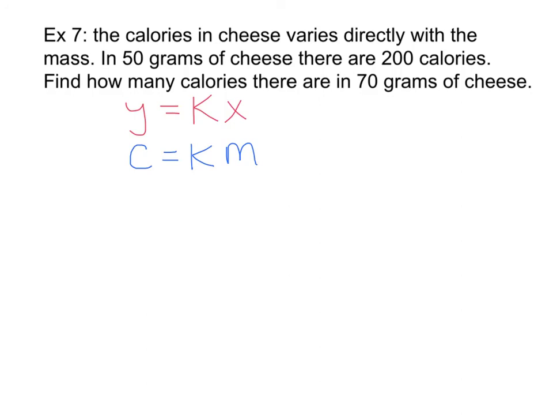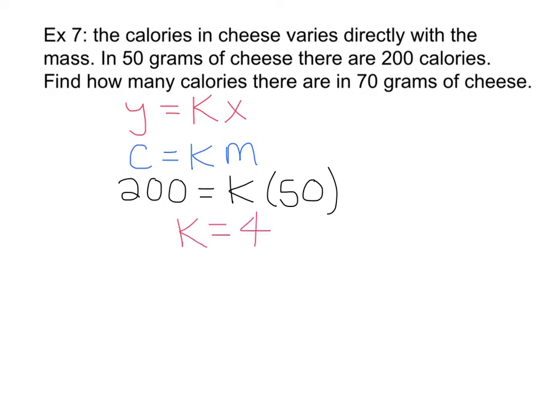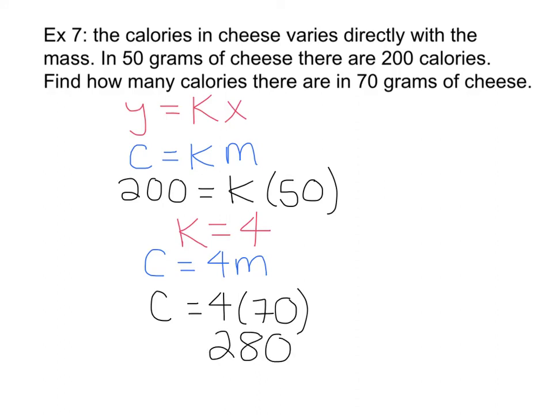Now let's substitute in 200 calories for 50 grams. Divide both sides by 50, and you find that k is 4. I know this problem does not ask us to do it, but let's write the equation, substituting in for our k value, so C equals 4M. And then we can move on to our last step, and so C equals 4 times 70. You get 280, and then make sure you're answering the problem correctly. We are talking about a word problem, and it's asking for how many calories.